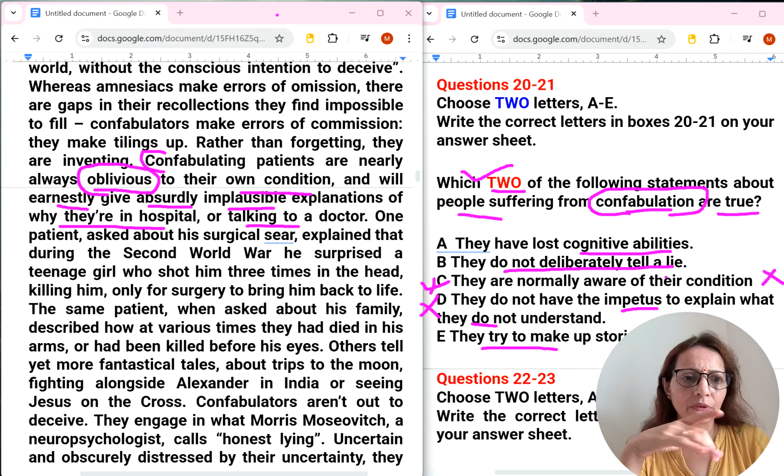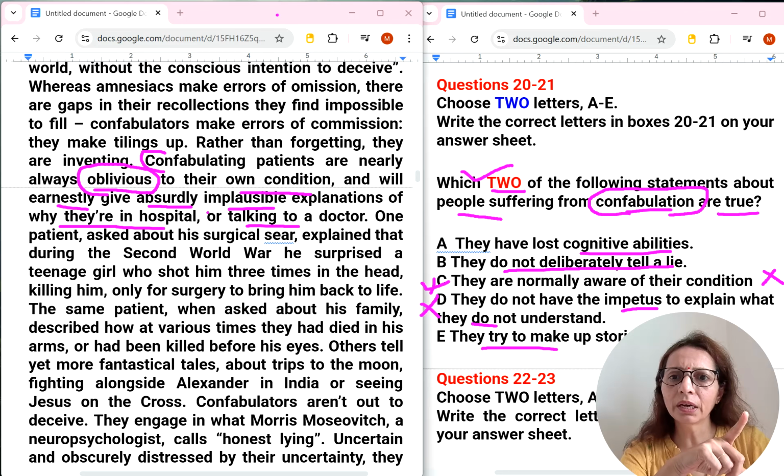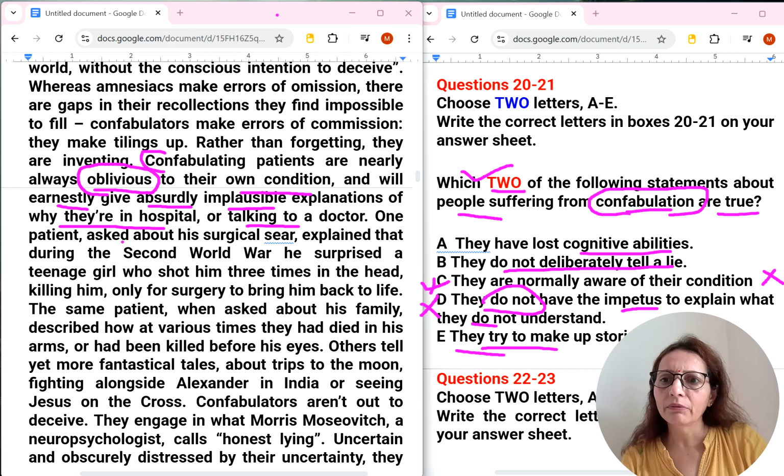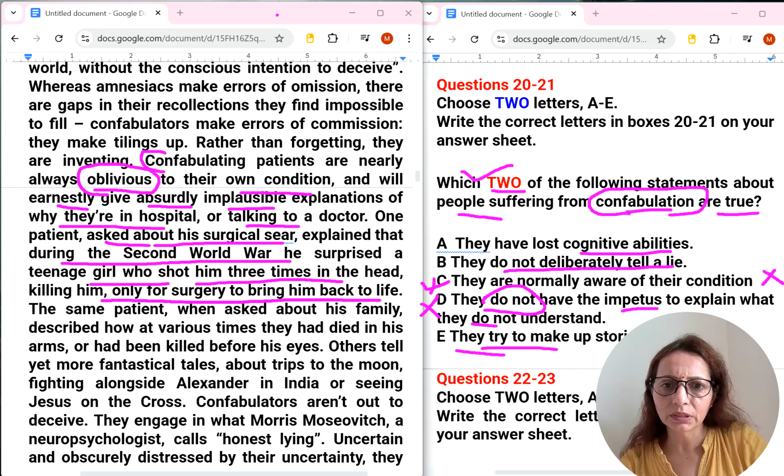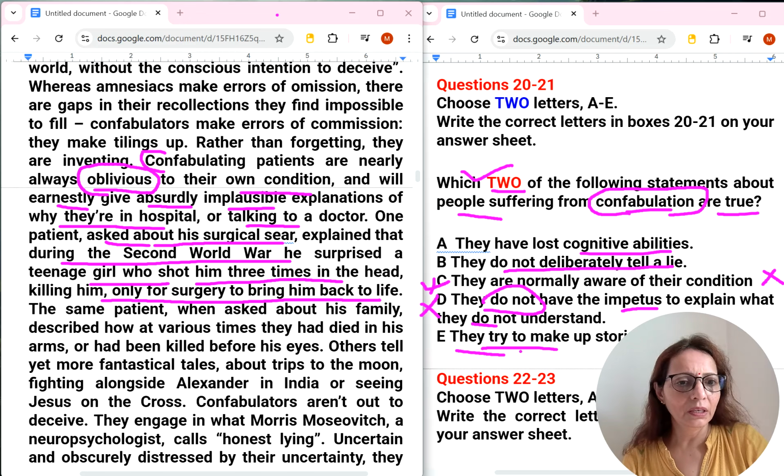They are normally aware of their condition. Okay, they do not have. So here it is given, they are giving implausible explanation. So here they have given the opposite sentence. So that D will also not come. They try to make up stories. The story is actually: one patient asked about his surgical scar, explained that during the Second World War he surprised a teenage girl who shot him three times in the head, killing him only for surgery. So definitely he is making a story.